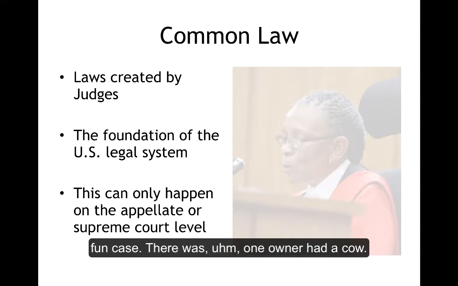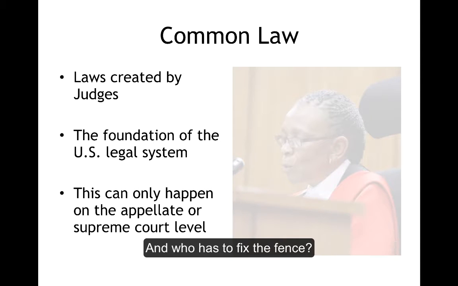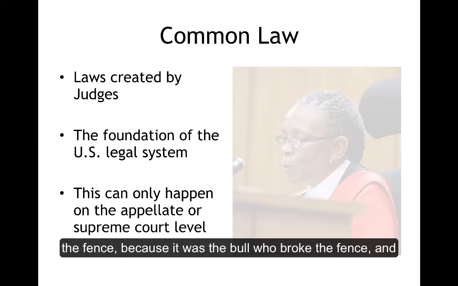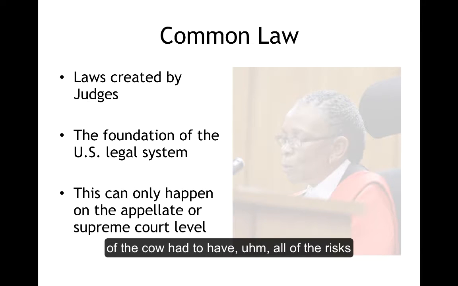There was one owner who had a cow in the field next to it. The other owner had a bull. The bull broke the fence between the two farms and impregnated the cow. And the two farmers went to the court, and the question was, who owns the calf and who has to fix the fence? And in that case, the judge decided that the owner of the bull had to fix the fence because it was the bull who broke the fence, and the owner of the cow gets the calf because the owner of the cow had to have all of the risks associated with his cow being pregnant.